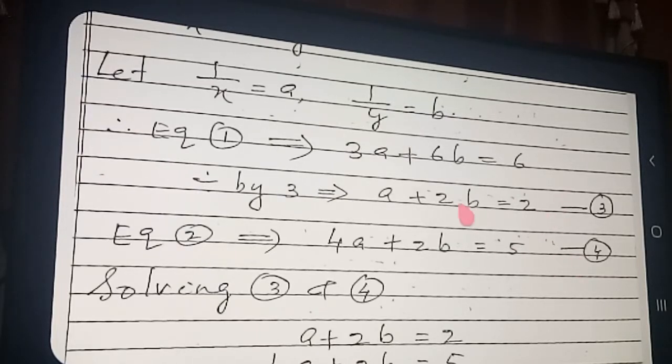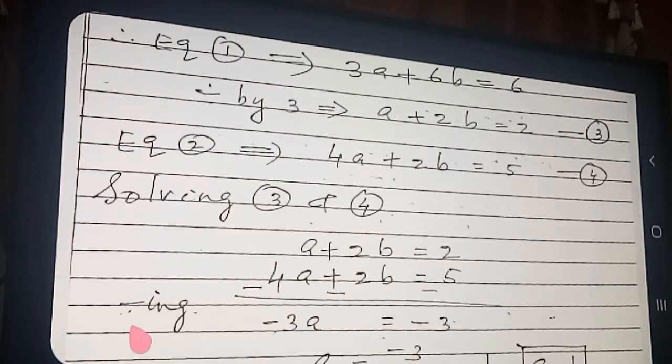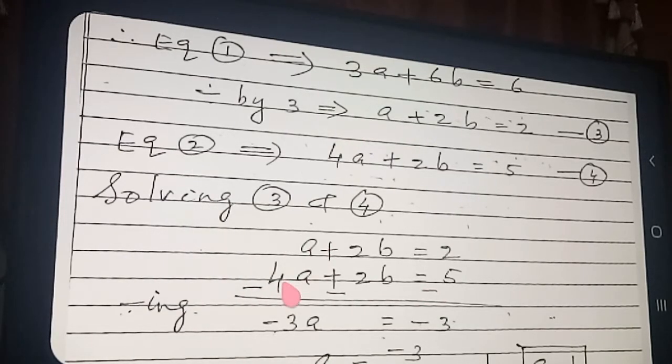So see, you properly watch equation number 3 and 4, are any common terms coming? Yes. Which term? 2b here, 2b here, common. Therefore what can we say? We have to subtract the equations. Equation number 3 and 4 subtracting. Why? Same sign, the same term. That is why. So change the sign. So a minus 4a, how much will come? Minus 3a. 2b minus 2b will cancel. 2 minus 5 is minus 3.